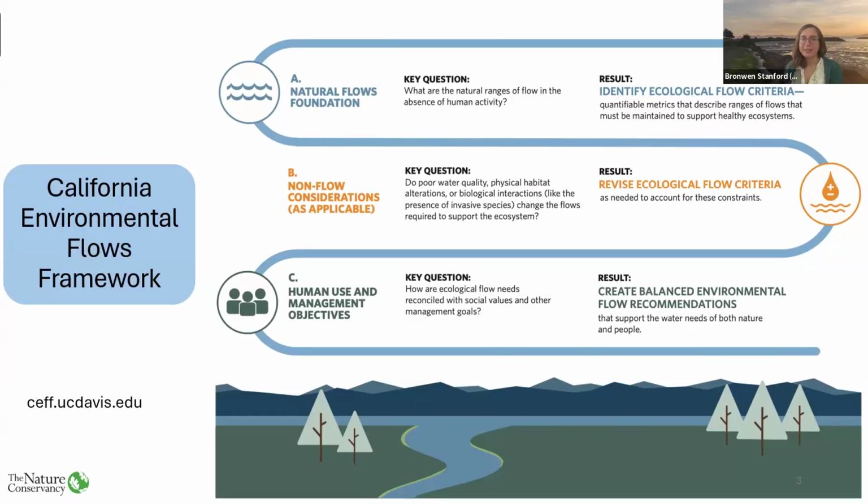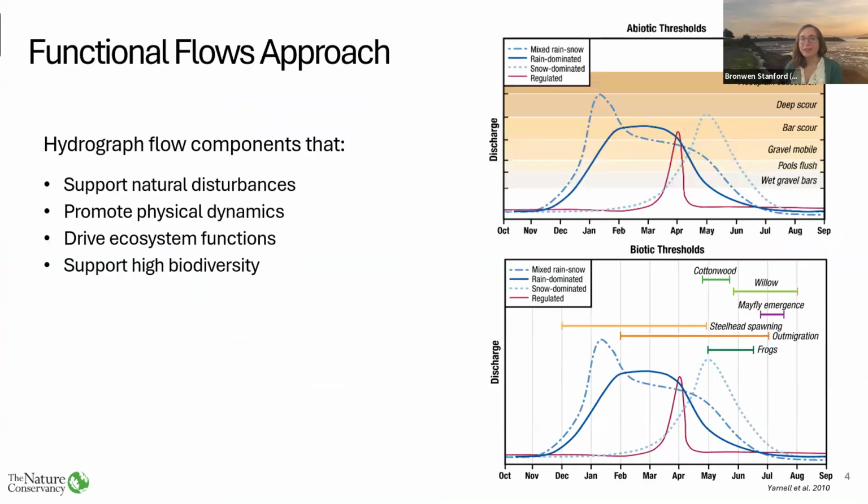So that's a very high-level overview of CEFF. And something that really undergirds the whole process is this idea of functional flows. Functional flows are these hydrograph components that have an outsized influence on the condition of your river or stream. These are components of the annual hydrograph that support disturbance or promote physical dynamics that are important for the system. They tend to be driving ecosystem functions and are a lot of what lets our rivers and streams support the high biodiversity that they do.